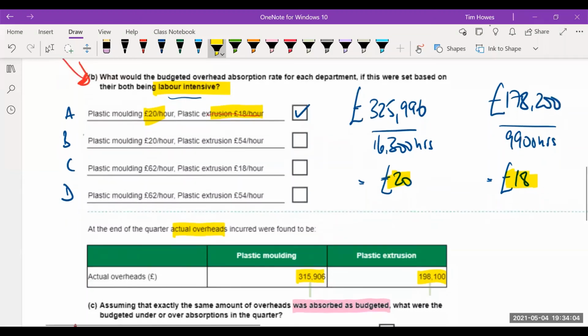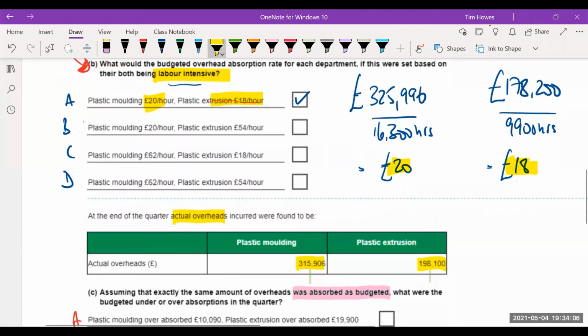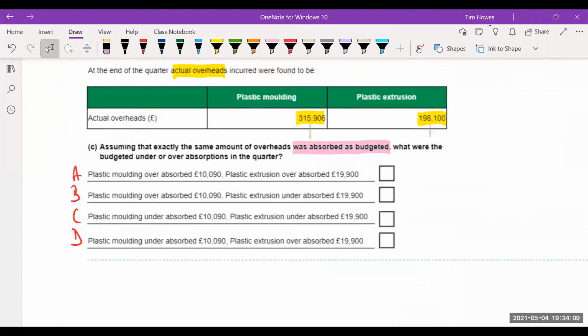Okay, so as we said, as we move into C, they're not actually committing to whether it was labor hours or machine hours or anything like that. They're just saying, assume what the management accountant has ended up with just happens to be exactly what was budgeted. And then we're comparing to these actual figures. And so I'm seeing B as the most popular, which is an overabsorption of 10,090 by the moulding and underabsorption by 19,900 for the extrusion.